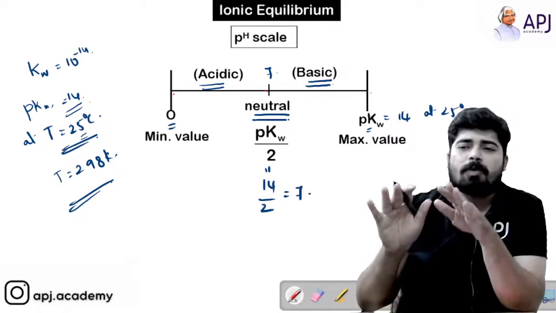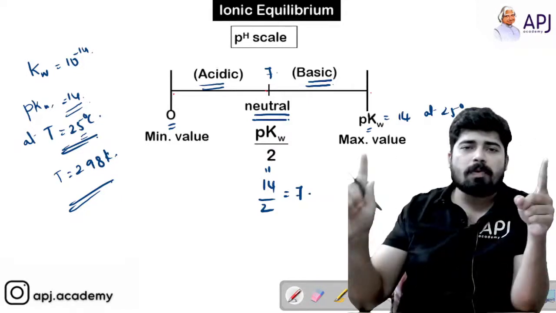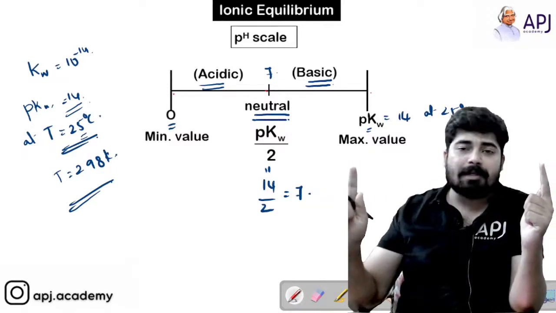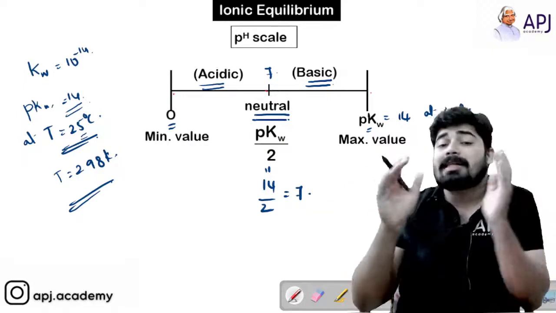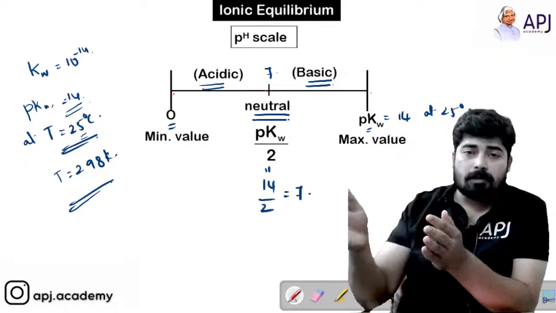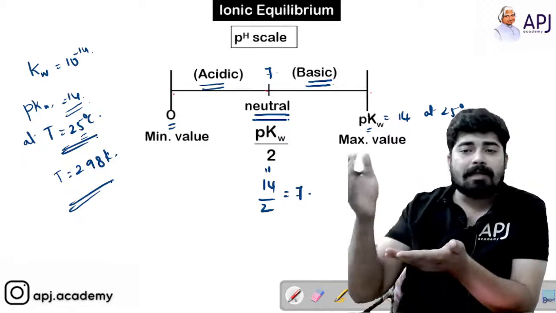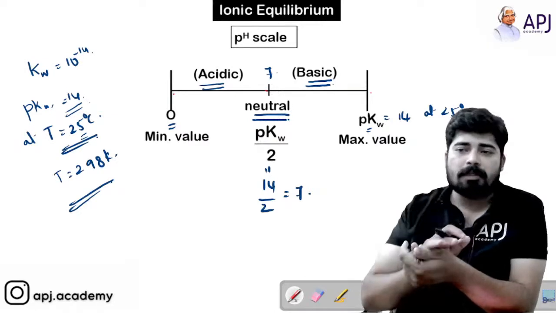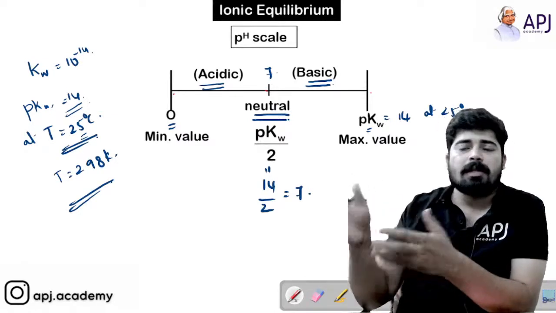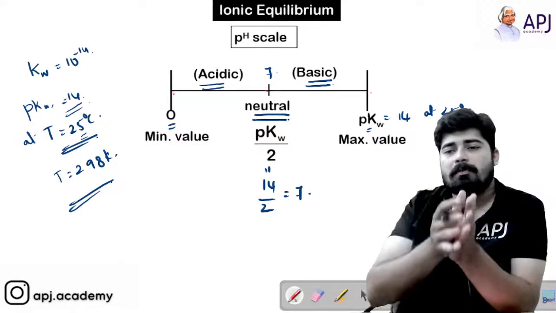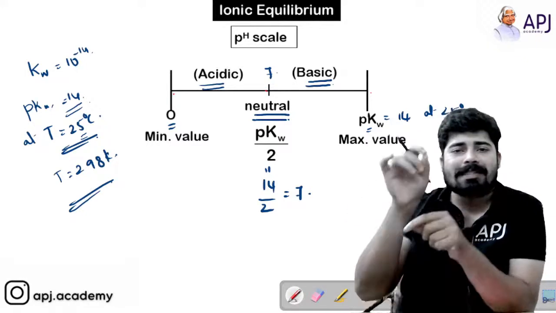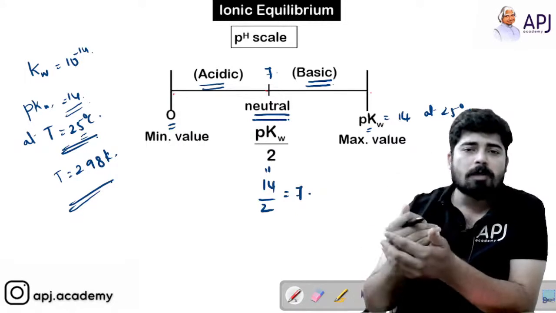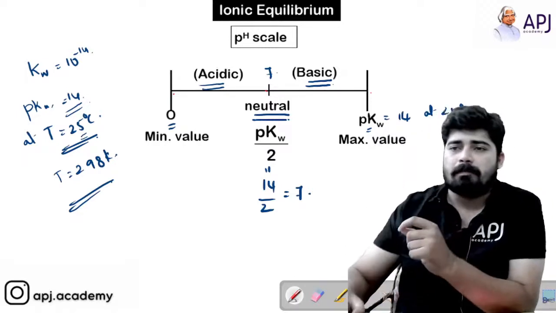So this is what you have to understand regarding the pH scale. There are two values for pH: the minimum value, that is 0, and the maximum value, which is equal to pKw. And what is Kw? The ionic product of water, which is 10 raised to minus 14. So if you take pKw, you will get the value as 14. So pKw of water is 14, and that is at 25 degrees Celsius. So the minimum value is 0, the maximum value is 14, and the central point, that indicates the neutral value, is equal to pKw by 2. That means 14 by 2 equals 7.